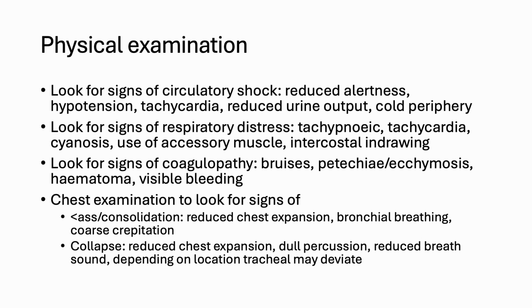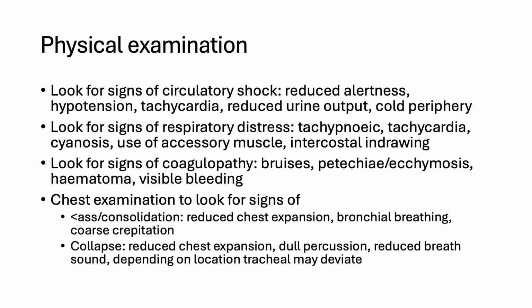After taking a complete history, we will next perform a physical examination on patients presenting with haemoptysis. We should specifically look for signs of circulatory shock from excessive bleeding, which are reduced alertness, hypotension, tachycardia, reduced urine output, or cold periphery. We should look for signs of respiratory distress as well, because for pulmonary hemorrhage, patients can have tachypnea, tachycardia, cyanosis, use of accessory muscles, and intercostal indrawing.